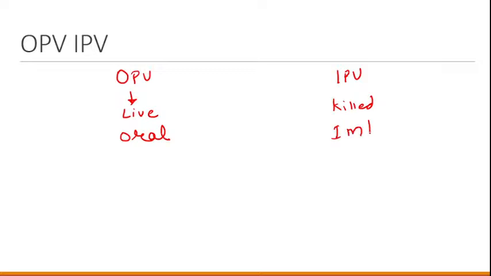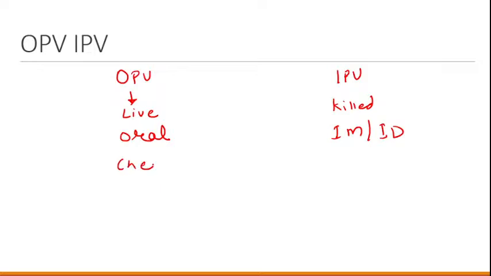Now coming to the next slide. This is very, very important to understand. It might not be there in your MCQ, but you should understand it to solve other questions. What is the difference between OPV and IPV? OPV is given live, IPV is given killed. Anything which I am giving live, I will give orally. Here I will give intramuscular or intradermal. I will tell you further what the difference between intramuscular and intradermal is.